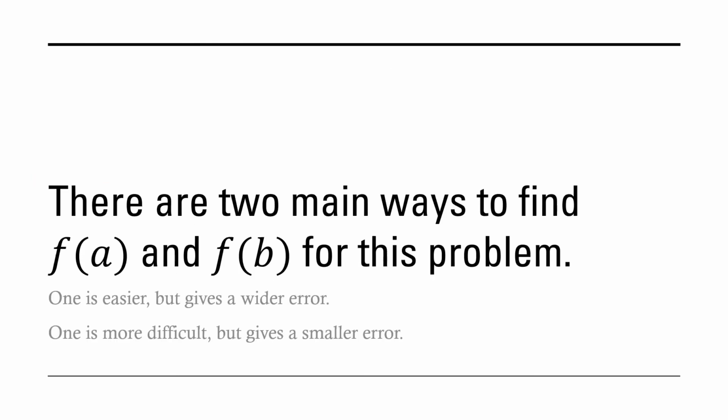So this problem had two main ways to find f of a and f of b. One was a little bit easier, one was probably a little more difficult, although I guess that is an opinion, so you might have found the reverse difficulty is true. If you're in my class, you can use whichever method you want, but just know that in the real world, what we'd probably want is to minimize that error. And there's ways to even get a smaller error band, but these suffice.